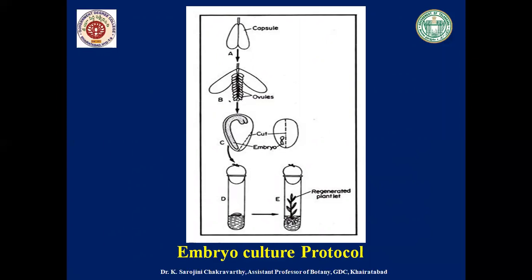These embryos have to be placed either in a petri dish having a solid medium, or in test tubes having a liquid medium, and cultured for 16 hours. Then after 4 weeks, they have to be transferred to another fresh medium as a subculture, and then you can see the regeneration of a plantlet. So this is the protocol of embryo culture. So this is in general.